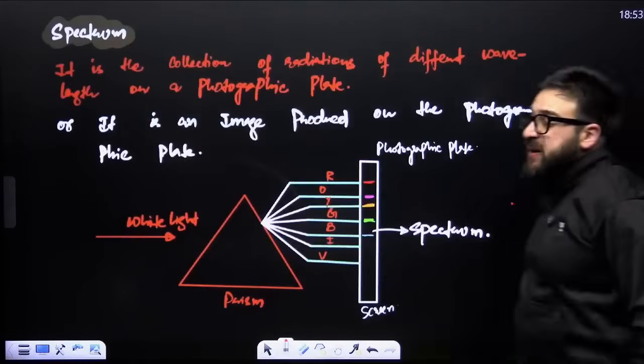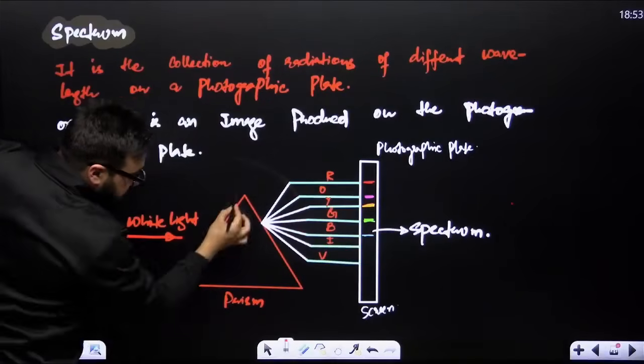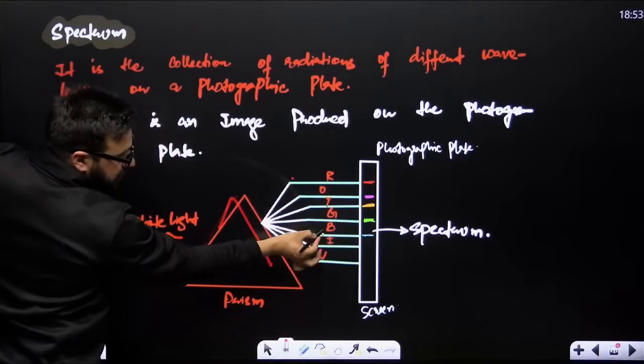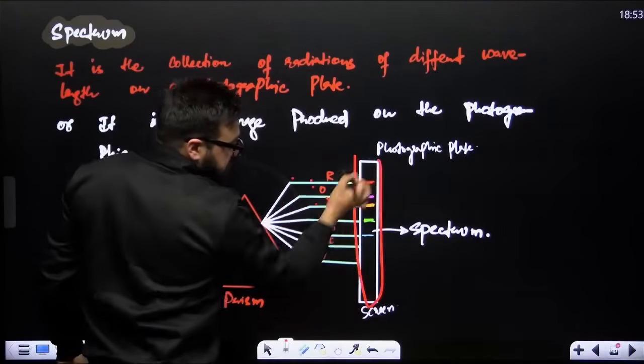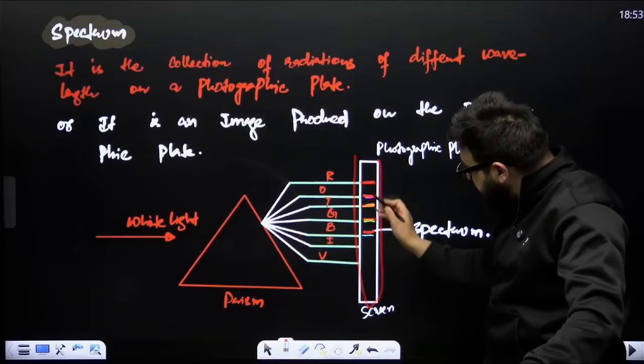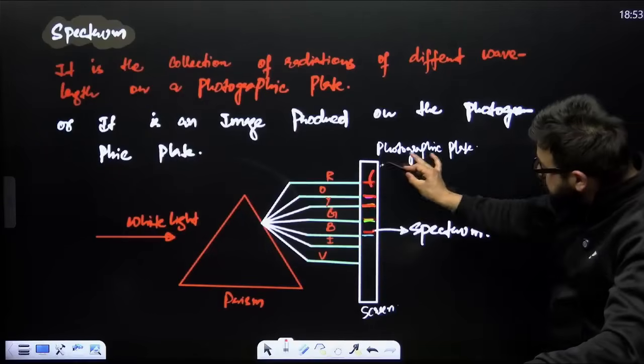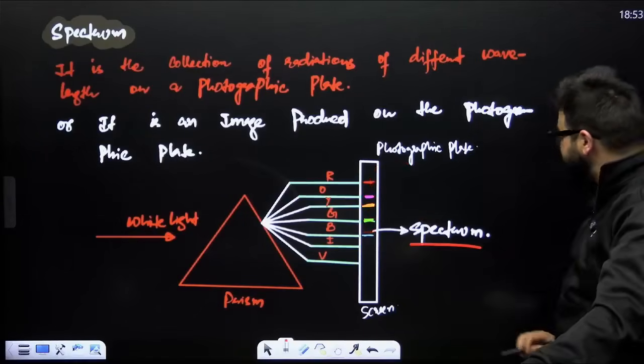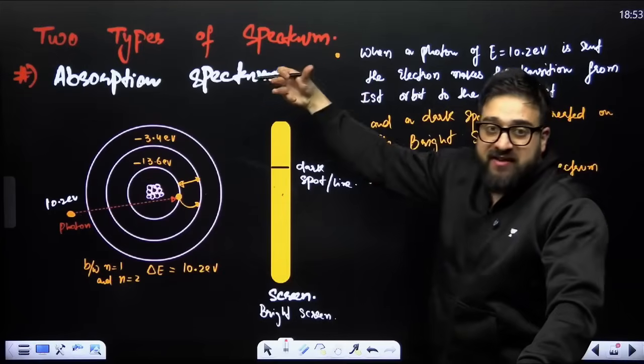Then, my dear NEET aspirants, spectrum. When white light is passed through a prism, it is split into 7 different colors: V, I, B, G, Y, O, R. If you place a screen or photographic plate there, different spots are created on the screen: red, blue, violet, indigo. This creation of spots of different wavelengths on the screen is what we call a spectrum.